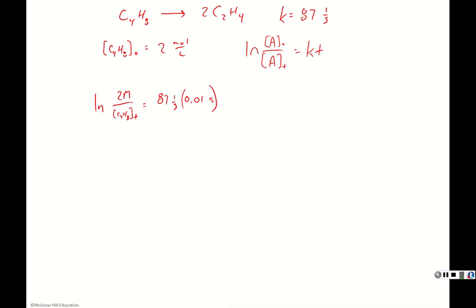So to get rid of the natural log, you would do e raised to that power. If we have e on both sides raised to that power, that takes away the natural log. And we'd get e to the 87 times 0.01, which is 0.87. So e to the 0.87 power. Okay, and just plug that into the calculator, that equals 2.4.